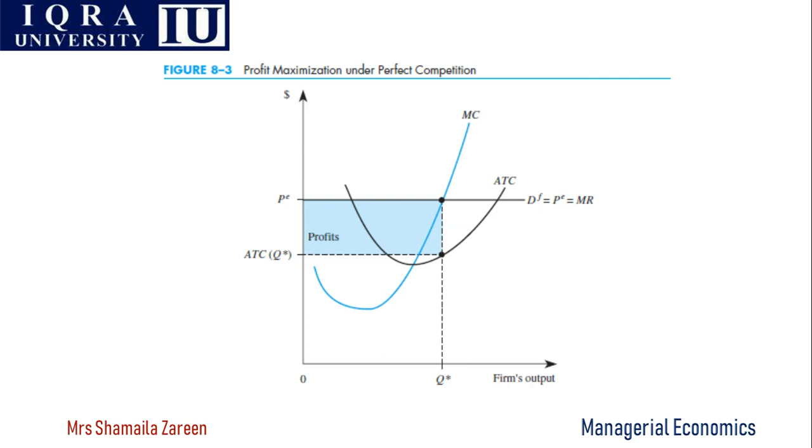Similarly, output levels above Q* correspond to the situation in which marginal cost exceeds price. In this instance, a reduction in output will reduce costs by more than it will reduce revenue. Thus, Q* is the profit maximizing level of output.